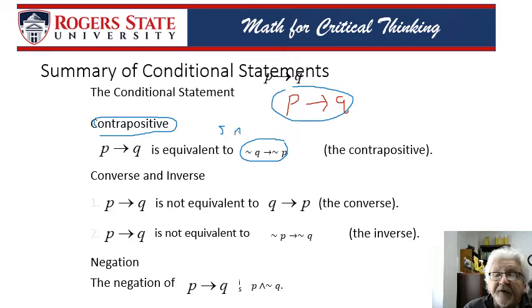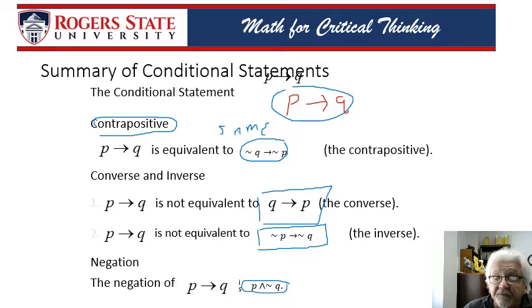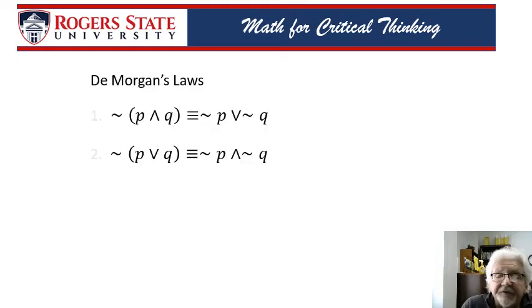At the same time, this one and this one have the same meaning. The converse and the inverse, in fact, have the same meaning. Now, to write the negation, we just simply say the negation of P implies Q is the same as P and not Q. Okay, so that gives us a way to use this rather quickly. And that's one of the first of the laws that DeMorgan developed. But there are many others. So here's DeMorgan's laws.